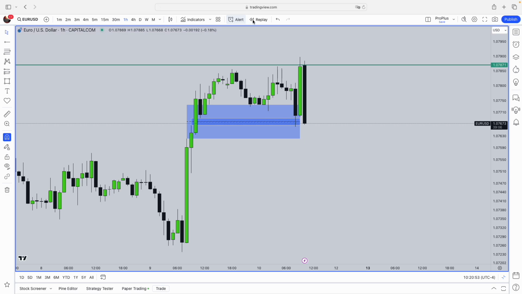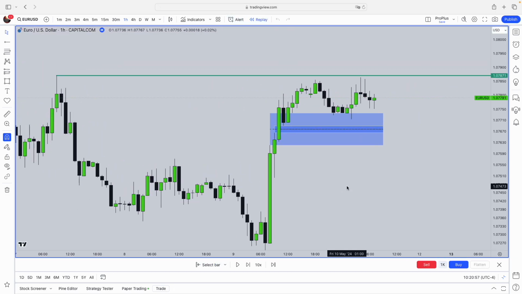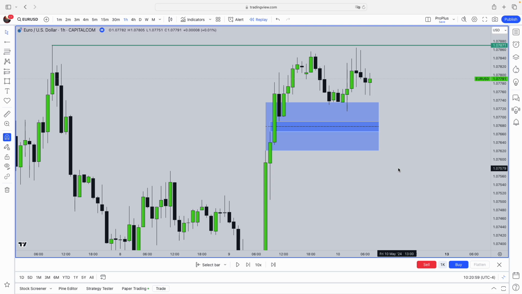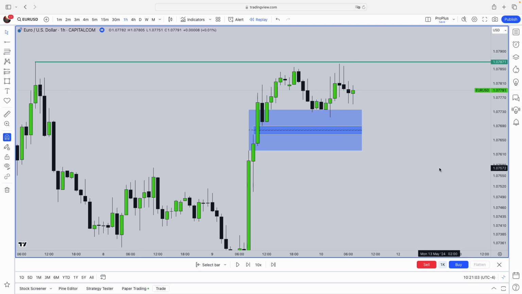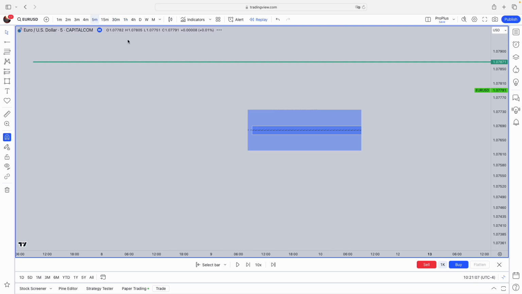Okay, let's just go back. Did I say shorts for euro? I meant we're going to go short for dollar, long for euro. I'm not sure if I said that right, but we're looking for long setups for euro. So let's go on the 5 minute.